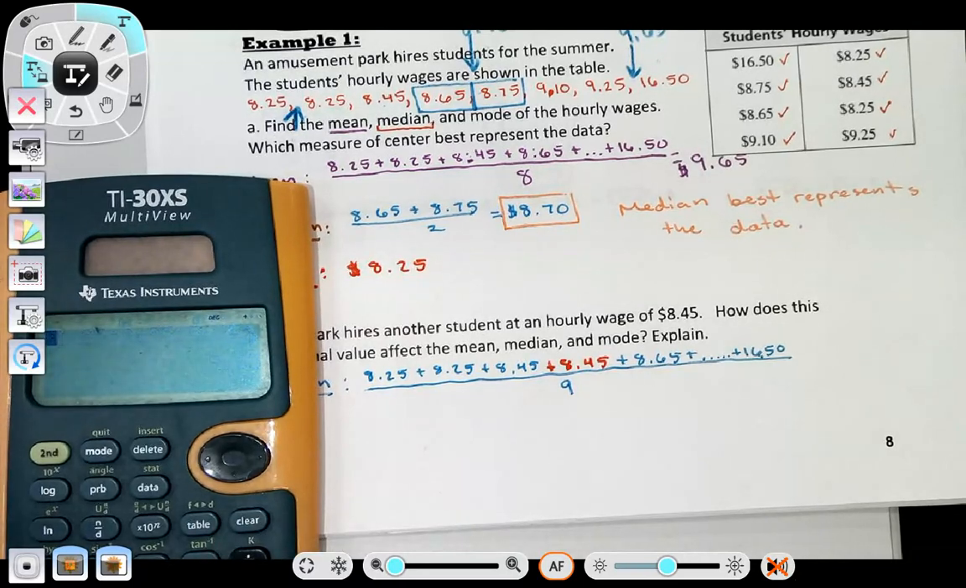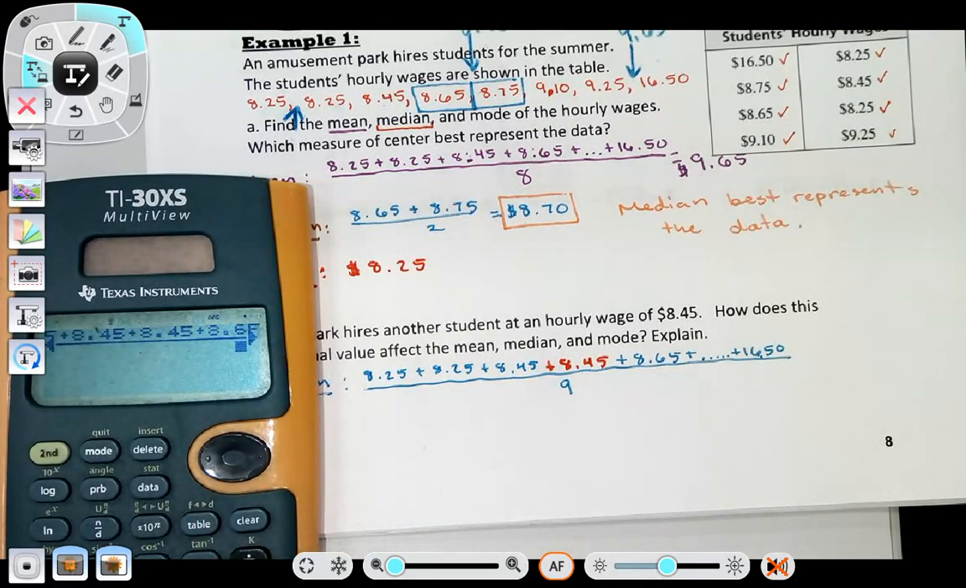Okay? I think there's a way that we can do this a little faster. We'll try with the next problem. That might save us a little time. 825 plus 8.25, plus 845. Remember, here's the brand new 845 that we had to add to it. 865, 875. So let's see. 875, the 910, the 925, and the 1650. And I'm going to divide by 9 now because now there's 9 numbers underneath.